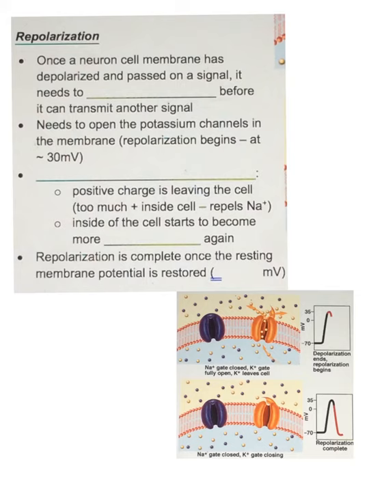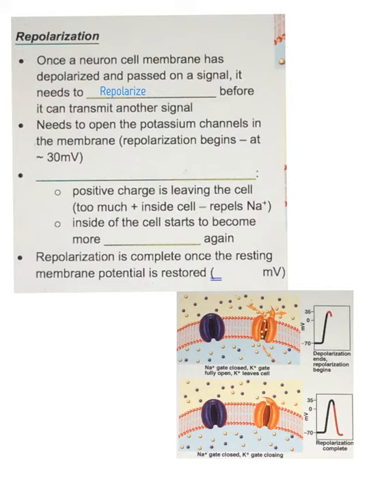So now we're on to stage three. Step one was excitation. It receives the initial signal. Step two was depolarization. And now we are going to talk about repolarization. So once a neuron cell membrane has depolarized, remember depolarized means that the charges have switched. There's a charge reversal, and it's passed on the signal. It needs to repolarize before it can transmit another signal. So it has to go back to its original state before it can pass on another signal.